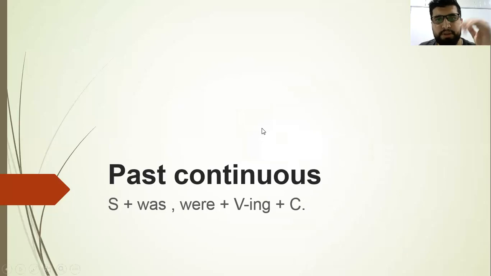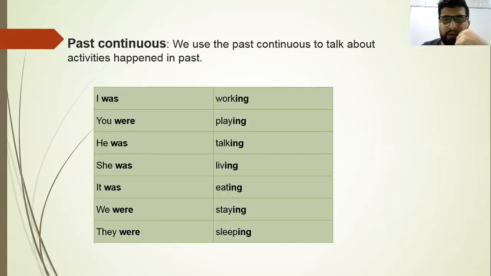Past continuous. This is the rule for past continuous. Subject plus was, were plus verb ing plus complement. Okay, this is the rule. If you were interested in how it is done, that's the rule. Okay, so past continuous, we talked about it yesterday.